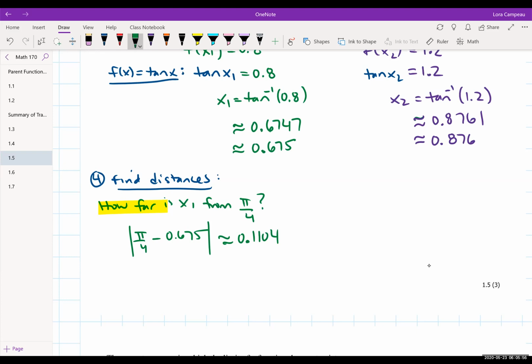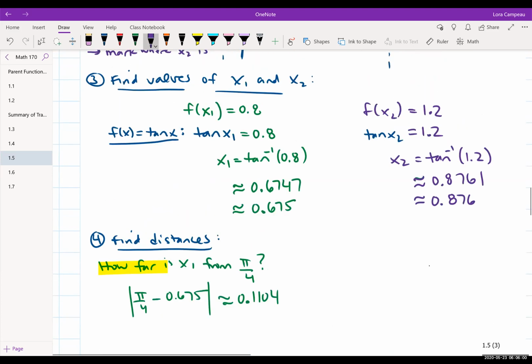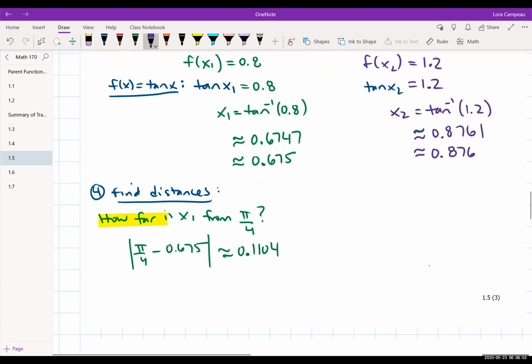Okay, so the next thing, same story. We're going to look at the teal distance. So we're going to ask ourselves the question, how far is x2 from pi over 4? And again, that is the teal distance.